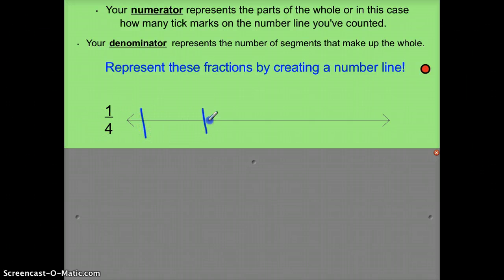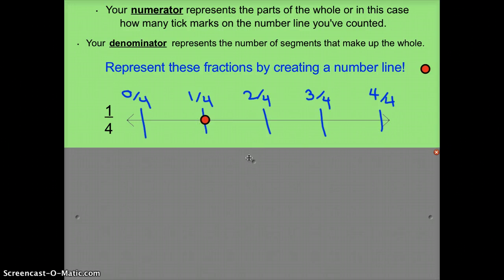Here's 1, 2, 3, 4. I'll double check. 1, 2, 3, 4 spaces. Okay. And I'll go ahead and do 0/4, 1/4, 2/4, 3/4, and 4/4. Start at 0, end at 1 whole, and my denominator matches the number of segments. The last thing I need to do is place a point on 1/4. So here's my point. 1/4 is represented on that number line.